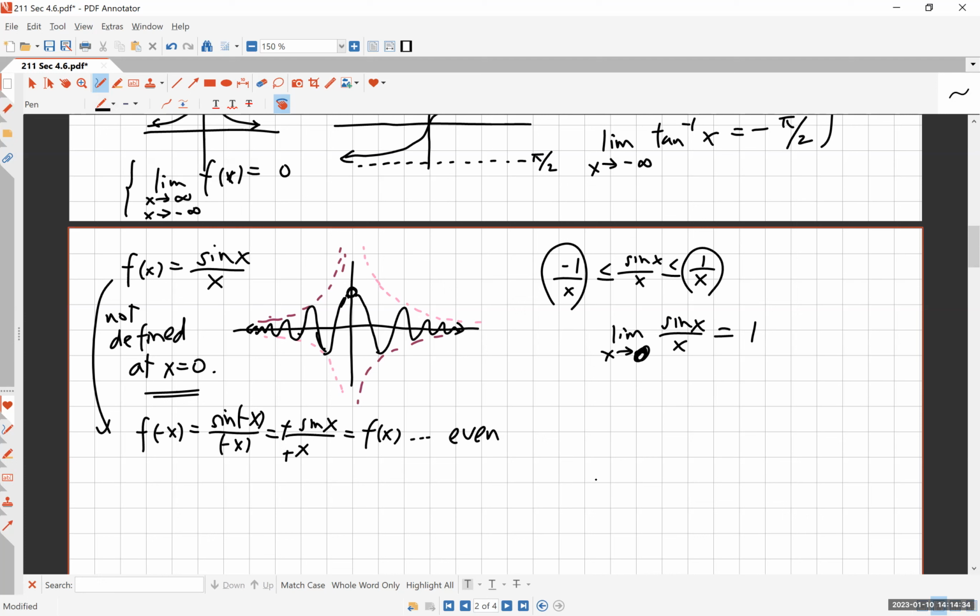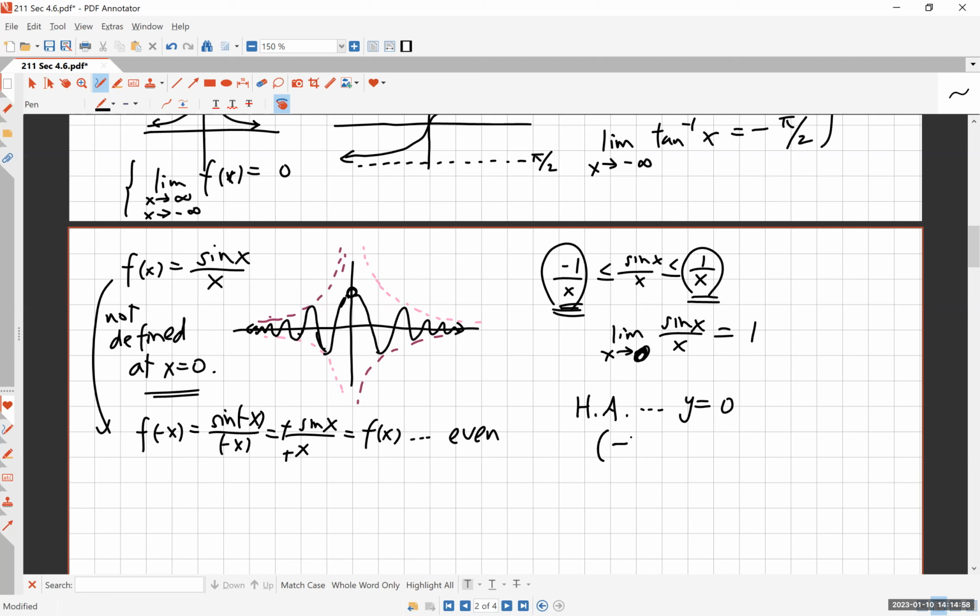But you know that it's going to be oscillating up and down, bounded by the lower bound function and upper bound function. And so the sketching will look like this. You have infinitely many local maxima and infinitely many local minima. There is a horizontal asymptote, y is equal to 0.